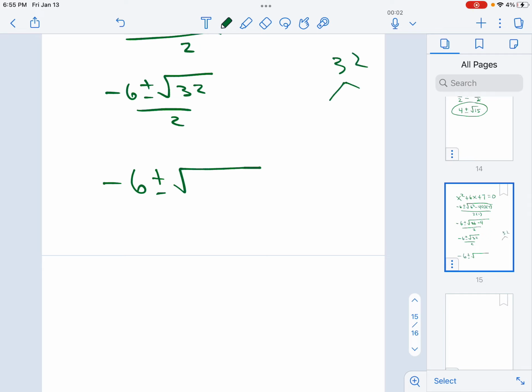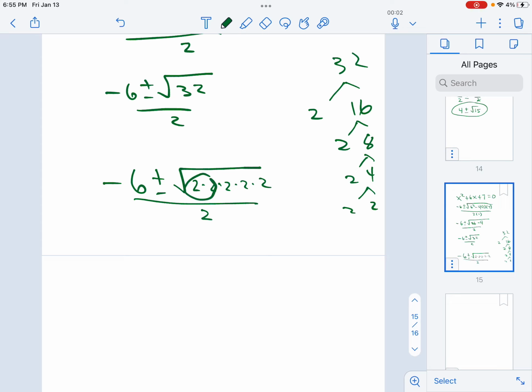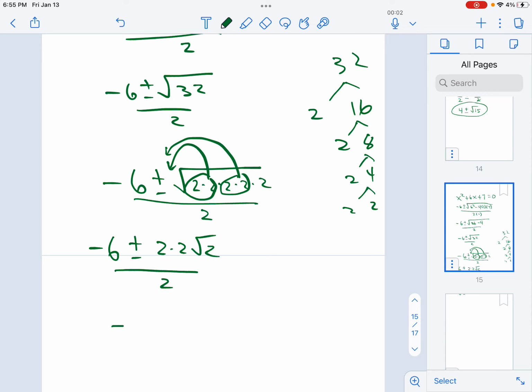32 is 2 times 16, which is 2 times 8, which is 2 times 4, which is 2 times 2, so 32 is 1, 2, 3, 4, 5 of those 2's. Okay, now I've got a pair, so 1 2 can pop out. I've got a pair, another 2 can pop out. So rewriting this, I've got negative 6 plus or minus 2, 2 square roots of 2 over 2.